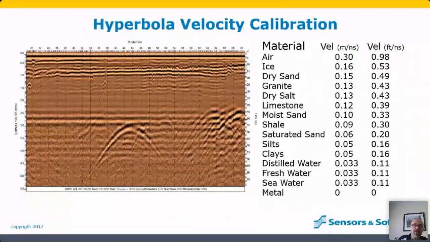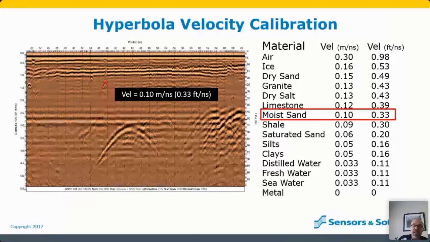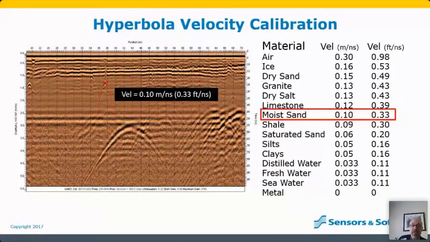And so here's what you do for your due diligence. You say, okay, let's do a velocity calibration. I do a velocity calibration on one of the shallower hyperbolas, and I get a velocity of 0.1 meters per nanosecond or 0.33 feet per nanosecond. And I look on my table of typical velocities for different materials, and that comes in at moist sand. 0.1 or 0.33 feet per nanosecond is generally moist sand. Okay, so nothing surprising there.